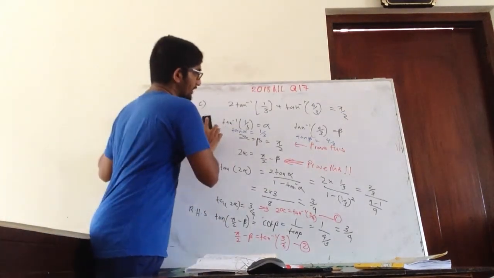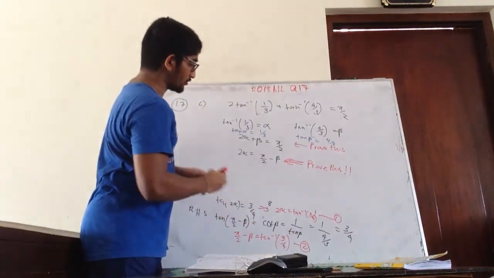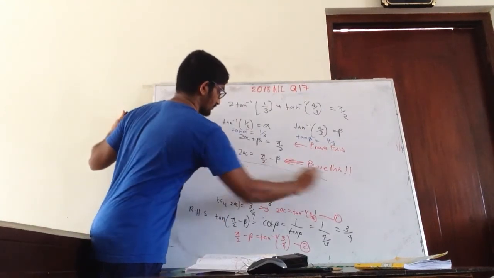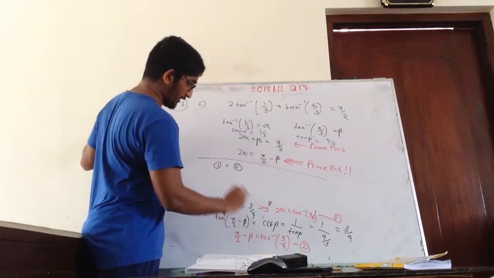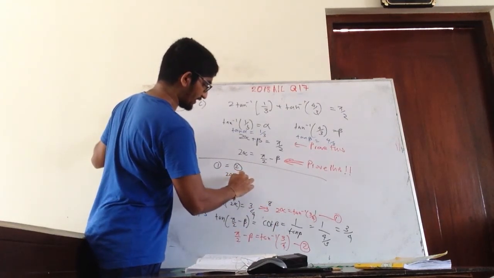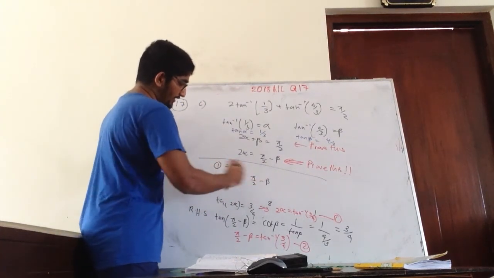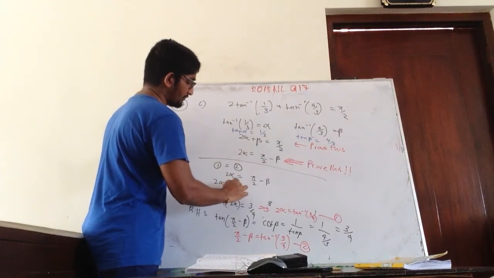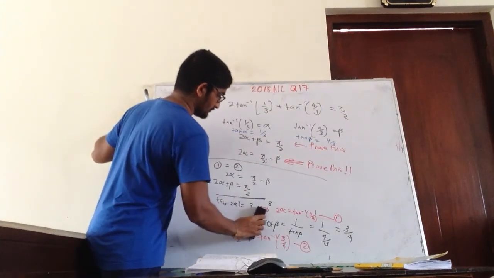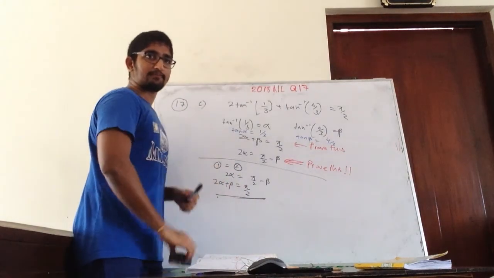So here what I am going to do is equate 1 and 2. One equals 2, so therefore I will get 2 alpha equals 5 pi over 2 minus beta. So now I am going to take this back and write 5 pi over 2 here. So this is the answer. So now we came back to the original thing, right?